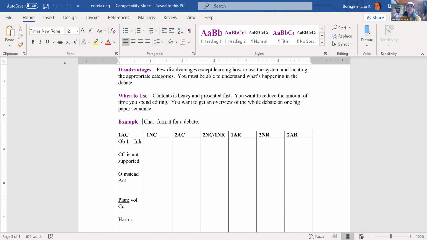The last style is called the International Quadrant Method.